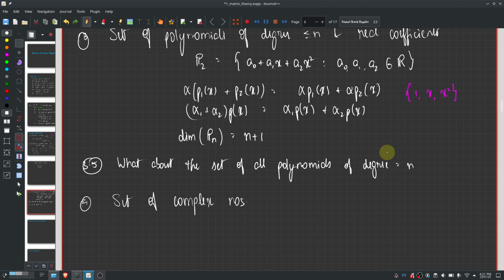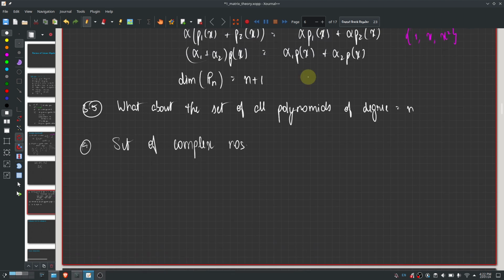So degree exactly equal to n, which means that the coefficient of x power n should be non-zero. Does not form a vector space. And why? Correct. So it violates a bunch of properties. One property is, firstly, the zero vector does not belong to this set, correct? Because the coefficient of x power n cannot be equal to 0. So this does not form a vector space.